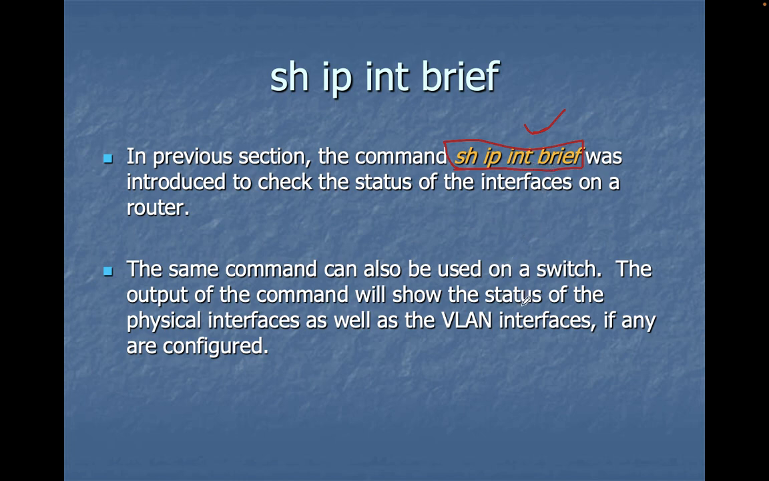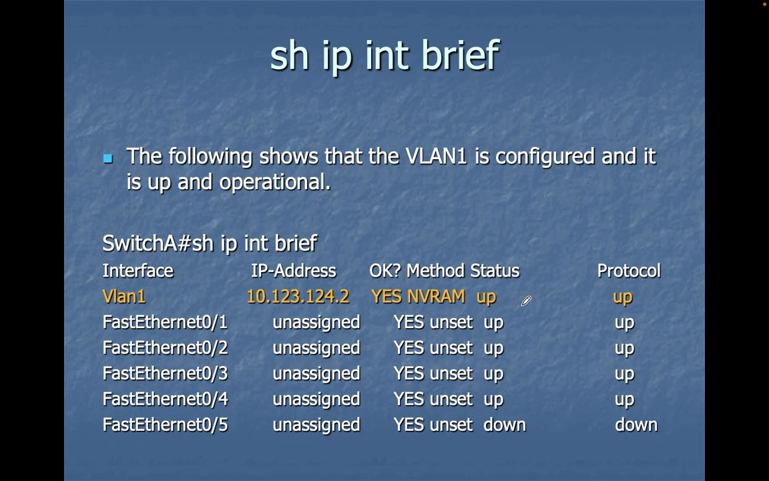Now, the output of the command will show the status of the physical interfaces as well as the VLAN interface. So this shows us the status of the physical interfaces that we have on the switch, and the VLAN, the virtual local area network interfaces, that are configured on the switch. The following shows that VLAN 1 is configured and it's up and operational.